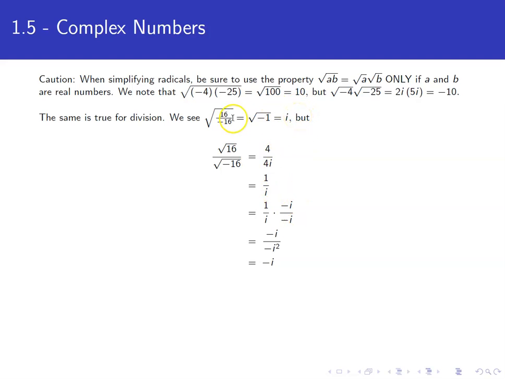So same idea for division. If you've got a negative number underneath the radical, simplify it first before trying to take care of it as a complex number.